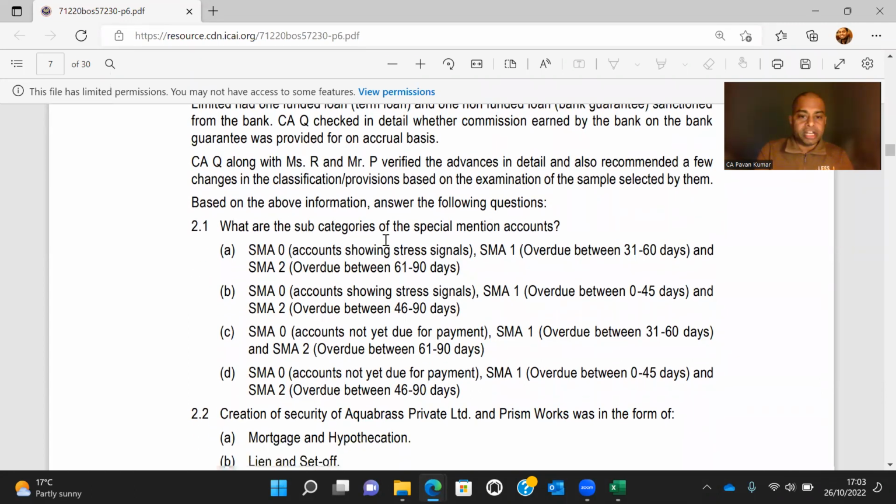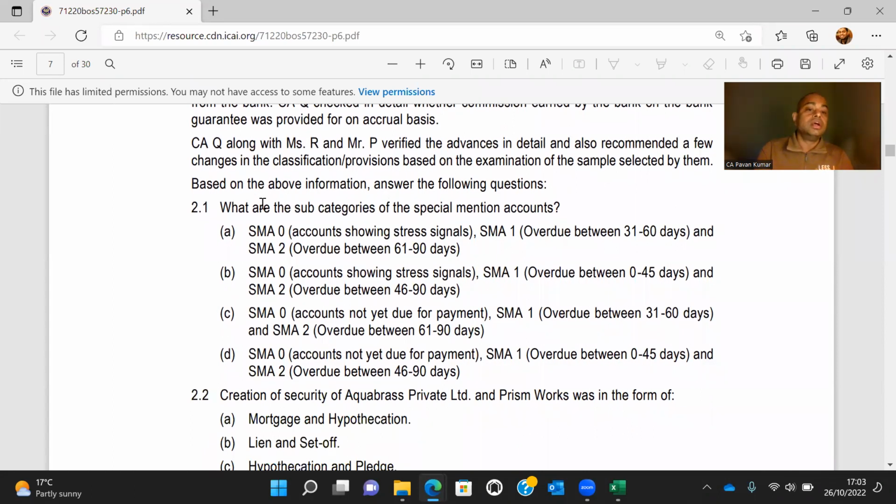Based on the above information, answer the following questions. 1. What are the subcategories of special mention accounts, SMA? So you read ABCD. See, this has no connection with this question. I'll tell you, in case study scenario questions, out of 5 subparts, 1 or 2 will be independent, not having any connection with the case. So this question is independent.